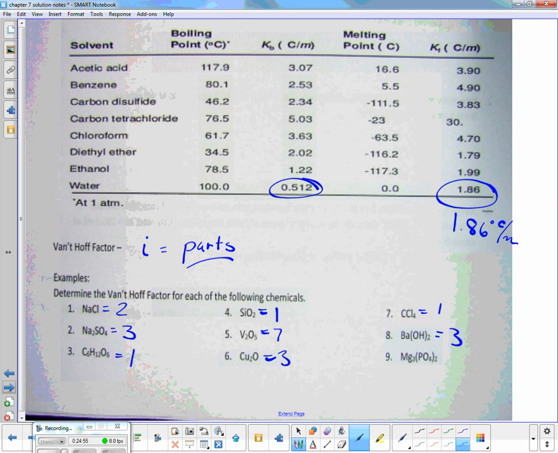Charges don't matter. It's just how many parts they're going to break into. So like this one, magnesium phosphate: I have 3 magnesiums at +2 and 2 phosphates at -3. The charge is balanced, but I have a total of 5 parts that they'll break into, 3 magnesiums and 2 phosphates. So it's going to be a 5. So number 2 is 3 and not 6, because I end up getting 2 sodiums and 1 sulfate.